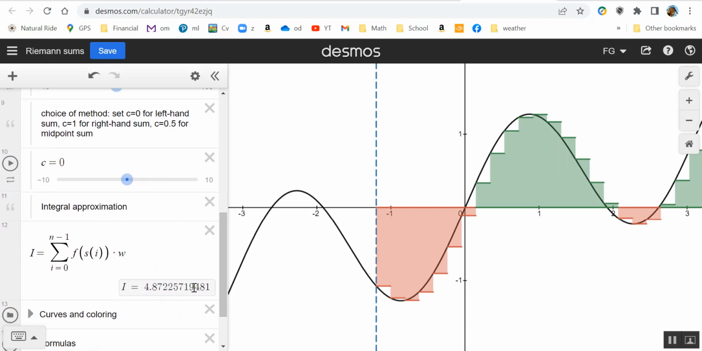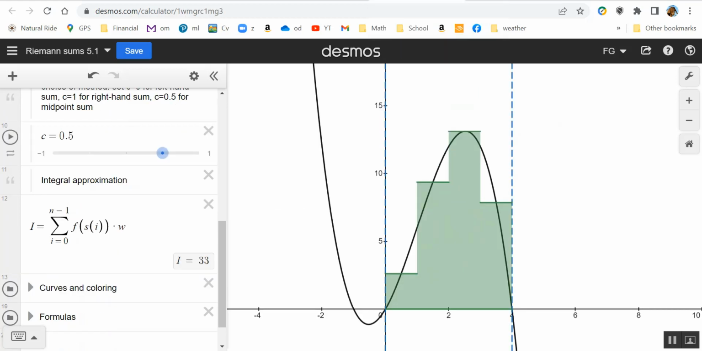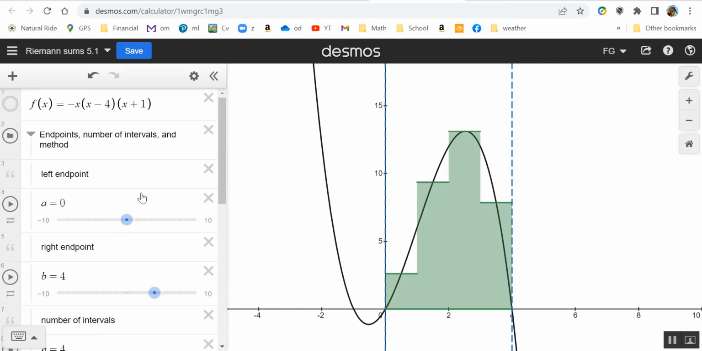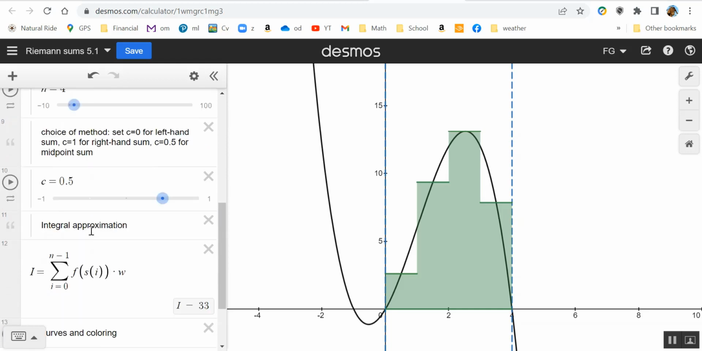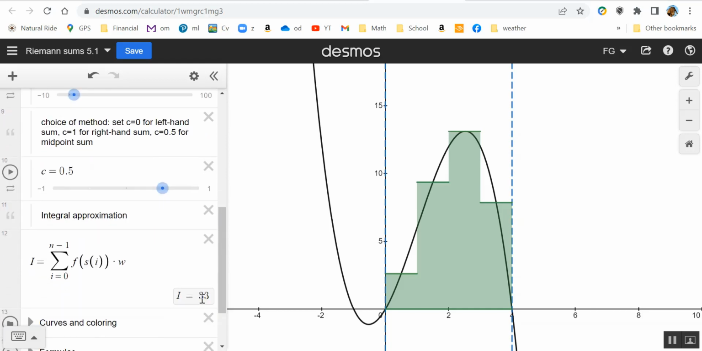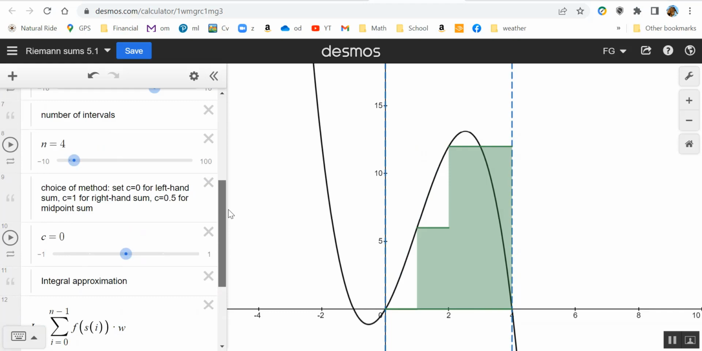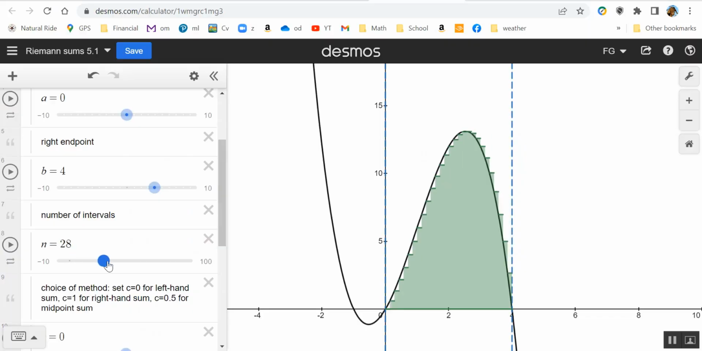And then this last box here gives you your actual answer. Now, the red rectangles, I'm going to explain on the last page. But basically, these are getting counted as negative area, and green is getting counted as positive area. And so for our example, I've already plugged in the function, the left-hand endpoint, the right-hand endpoint, 4 intervals. And for midpoints, C equals 0.5, you can see that we get an approximation of 33. And then for right-hand endpoints, we get an approximation of 30. And whether or not I use midpoint, left endpoint, or right-hand endpoint, the area approximation will get better as I increase the number of rectangles.